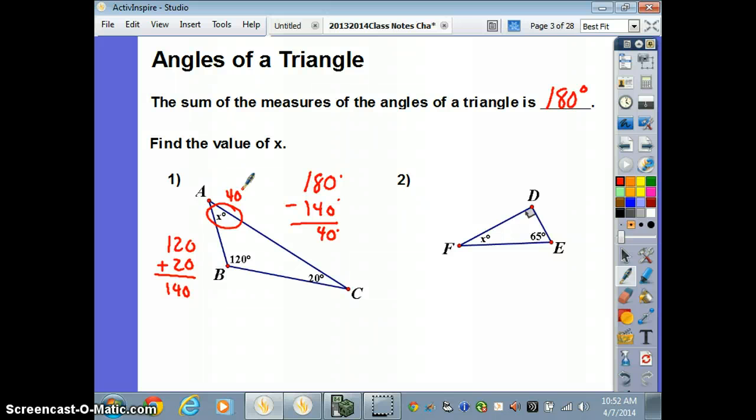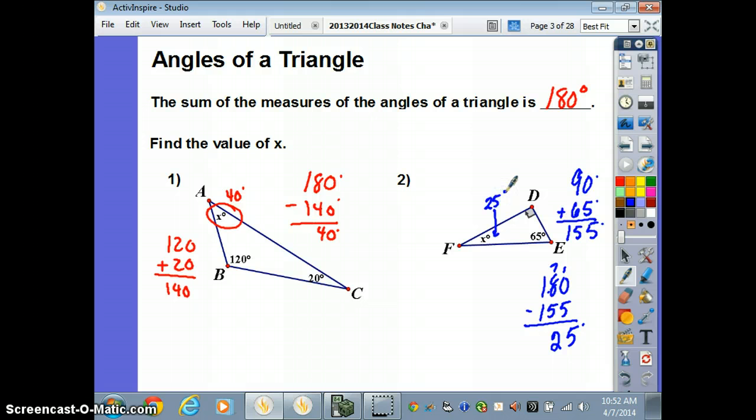The next one. All right, a triangle sums to 180. So we have 90 and 65. That gives me 155. And if I take 180 and subtract 155, let's see, borrow, it'd be 7. 10 minus 5 is 5, and 7 minus 5 is 2, so 25. So x is 25 degrees.